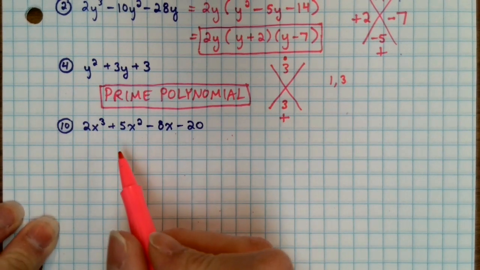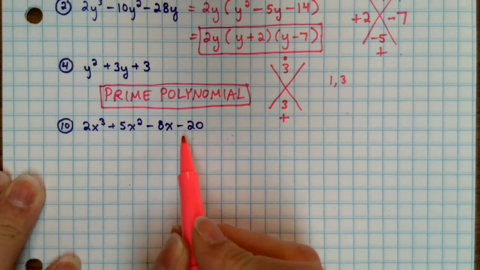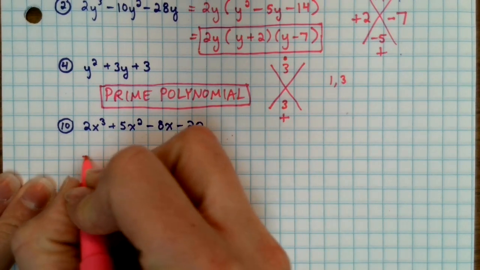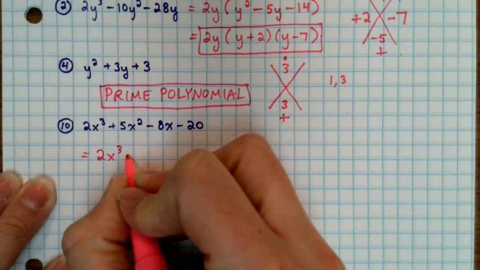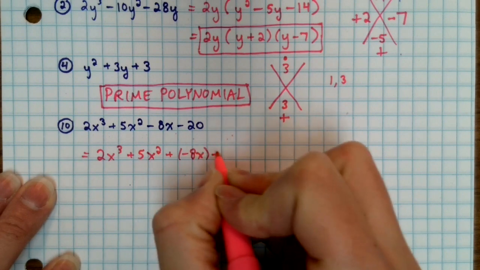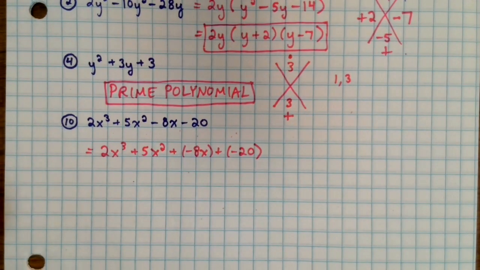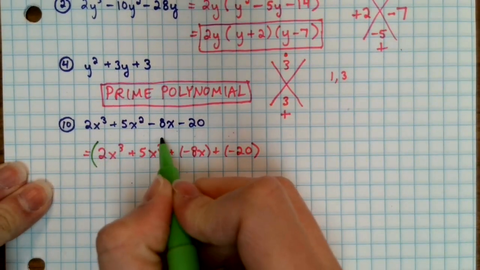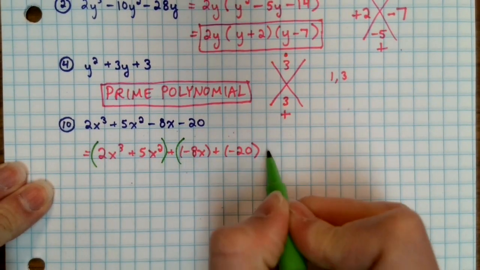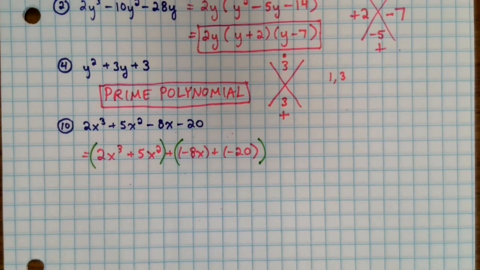I'm going to go ahead and rewrite this so that I write it as a plus negative and a plus negative to help me with this whole factoring process. So I'm going to have 2x cubed plus 5x squared plus a negative 8x plus a negative 20. I'm going to go ahead and group the first 2 terms together, and I'm going to group the last 2 terms together.